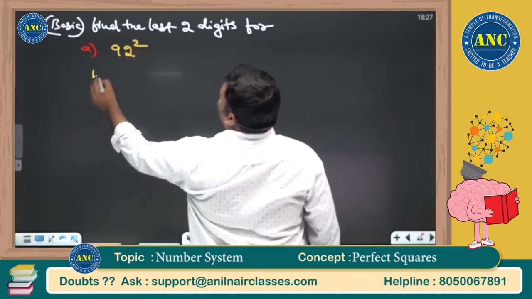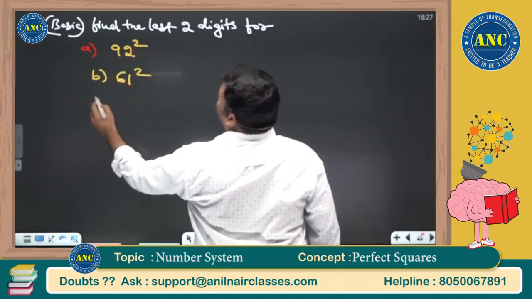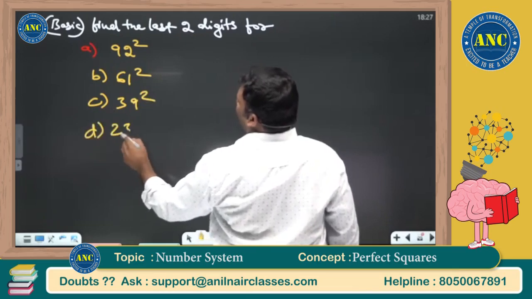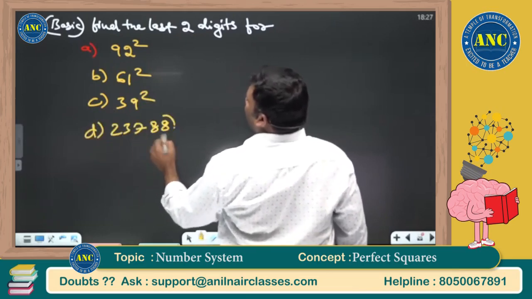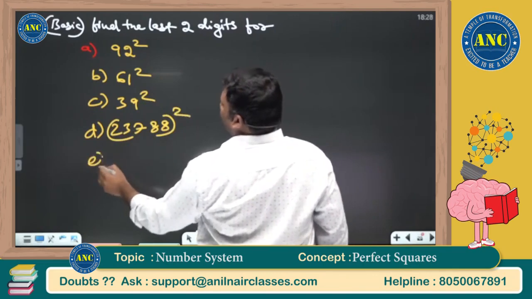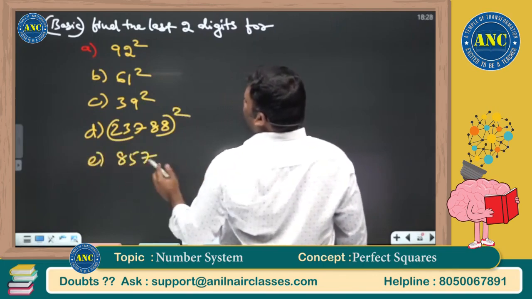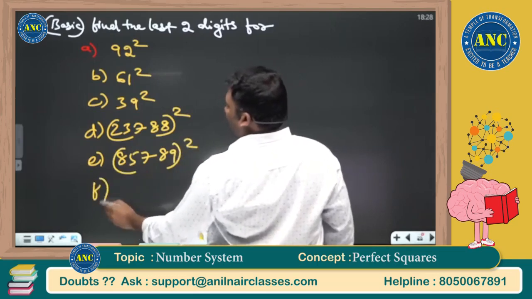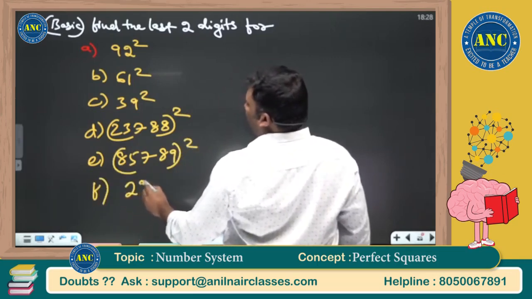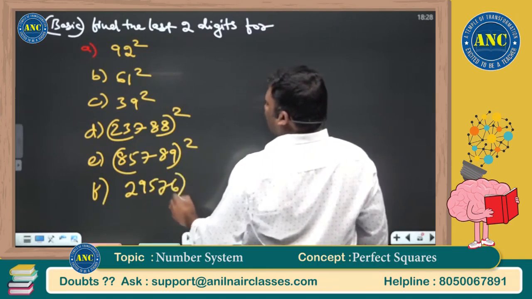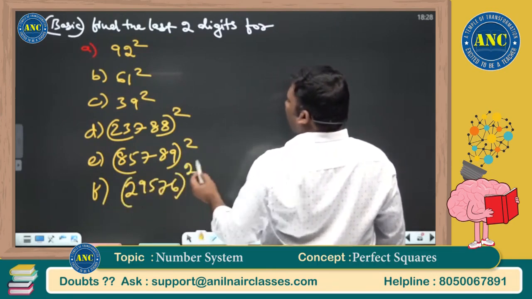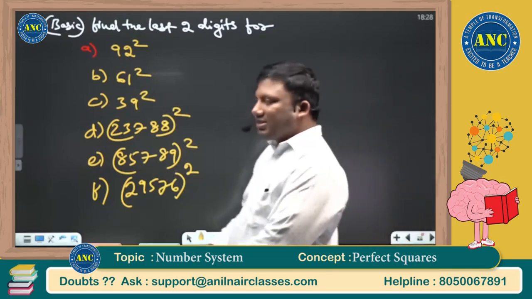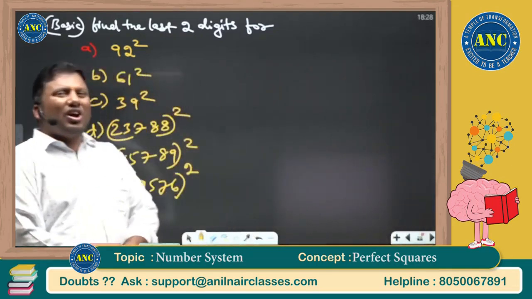92 square, 61 square, 39 square, 237, 88 square, 857, 89 square, 29576 square. First we will solve these 6 questions, then 4 questions I will take to a next level. 92 square. These are all easy questions.